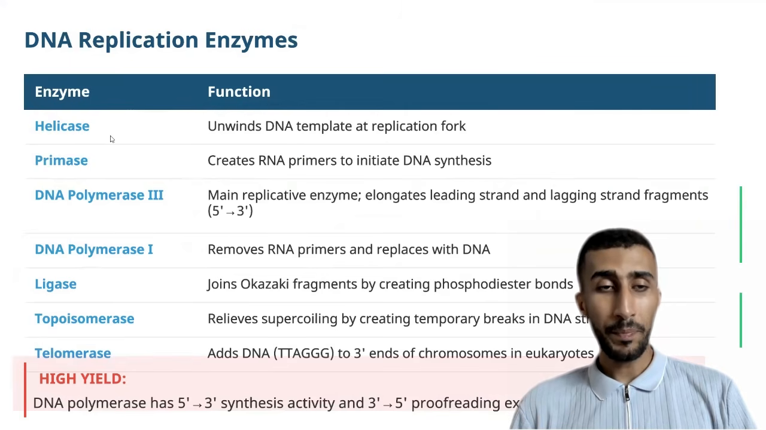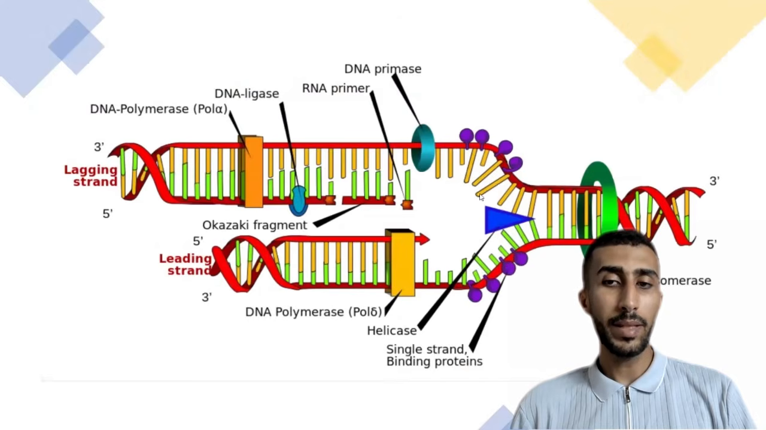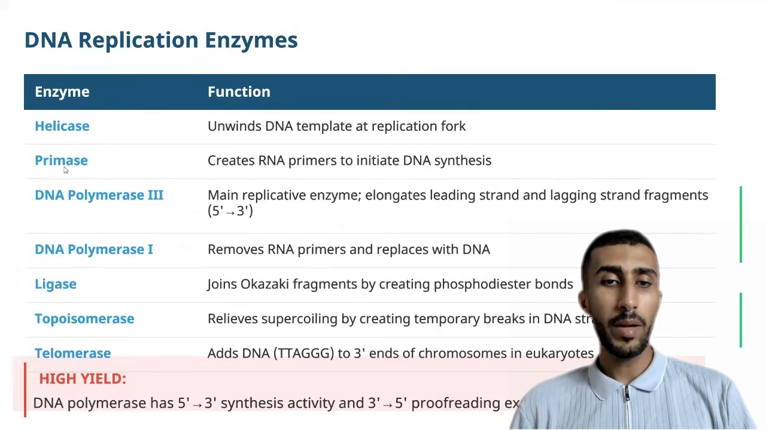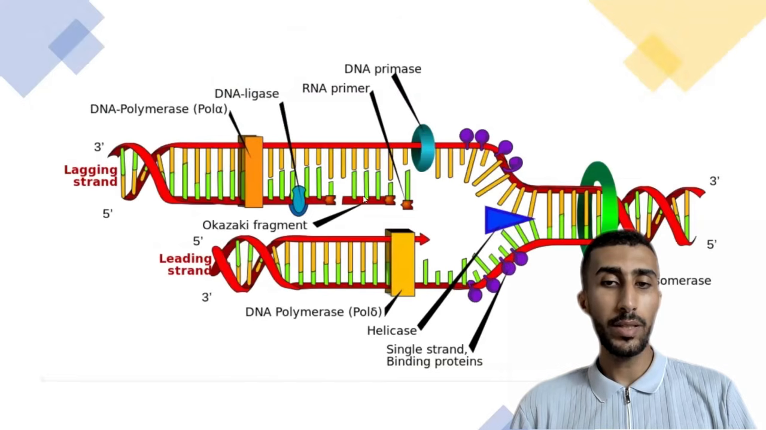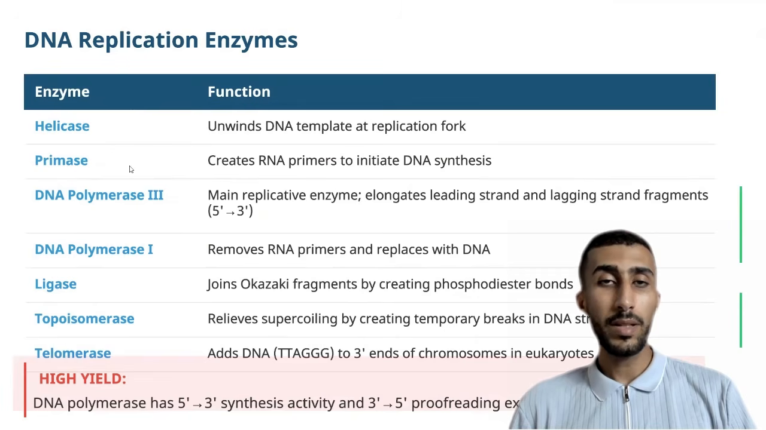So again, we're going to go through the enzyme helicase. This unwinds the DNA template at the replication fork, and primase creates RNA primers to initiate DNA synthesis. For the Okazaki fragments, primase acts on multiple sites, forming the beginning of each Okazaki fragment. But on the other side, we have one RNA primer. So this is the enzyme primase that creates RNA primers.